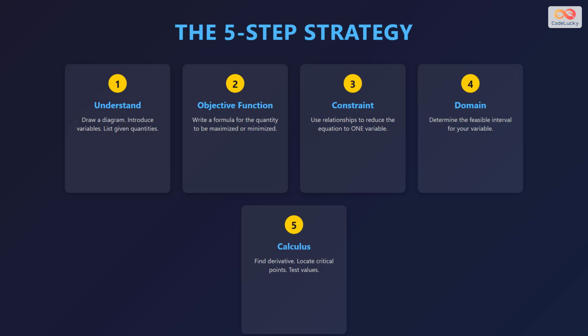To solve these problems without getting lost in the algebra, we follow a 5-step strategy. Step 1 is to understand the problem visually. Step 2 is to define your objective function. Step 3 is to use constraints to simplify that function. Step 4 is to find the domain, and Step 5 is to use calculus to find the answer.